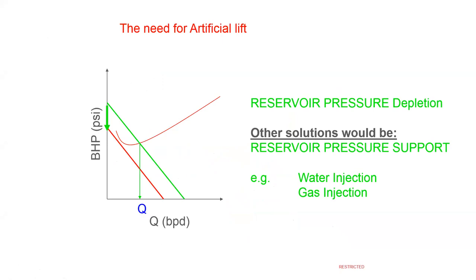What are the causes, other than the pressure decline, that can lead to the well not being capable of producing naturally? The first one is reservoir pressure decline, and this can be cured by water injection support: drilling another well that injects water in the same reservoir, leading to an increase in the reservoir pressure and the well back to producing naturally. Or gas injection in the gas cap. So, water injection and gas injection.